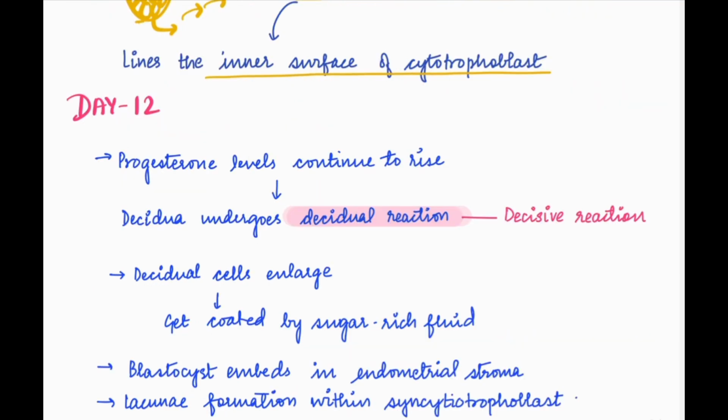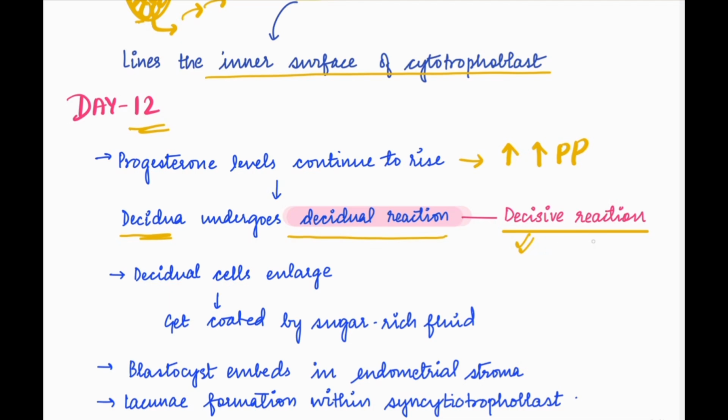Moving further, approximately around day 12, the progesterone level continues to rise. As the uterus is in its secretory phase, the progesterone levels will be rising. And your decidua basalis, also the decidua, undergoes decidual reaction, which is a decisive reaction. Now, this decisive reaction means it's like a reaction where a switch will flip. So this part determines what path the cell will take.